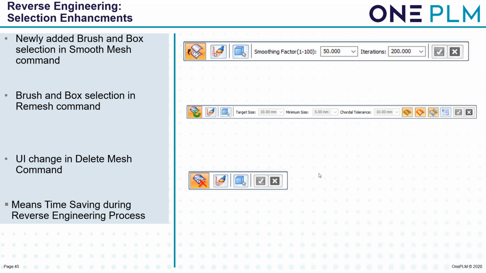So reverse engineering enhancements, the big enhancement on here is selection. So for the smooth mesh, we've now got a brush and a box selection on there. For the remesh command, we've also got that brush and box selection, so it allows us to select these easier. And then we've got a slight user interface change in the delete mesh command as well, so that's been simplified a little bit on there as well. It means time saving during the reverse engineering process.